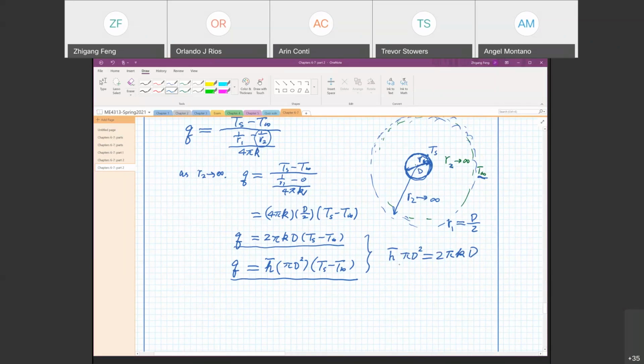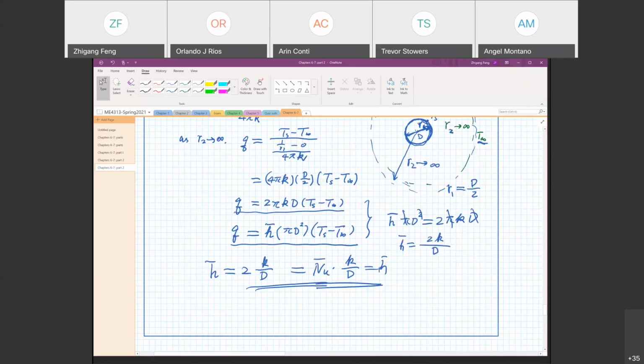So now we have h bar equal to, pi cancels out, and we can cancel out one d. So h bar equals 2k over d. Let me write it: h bar equals 2 multiplied by k over d. But h can be related to the Nusselt number by Nusselt number multiplied by k over d. That's the definition of h. So comparing these two equations, we find the Nusselt number has to be equal to 2.